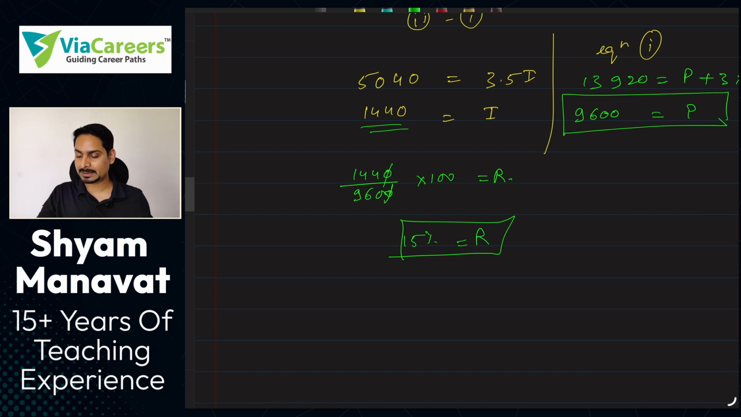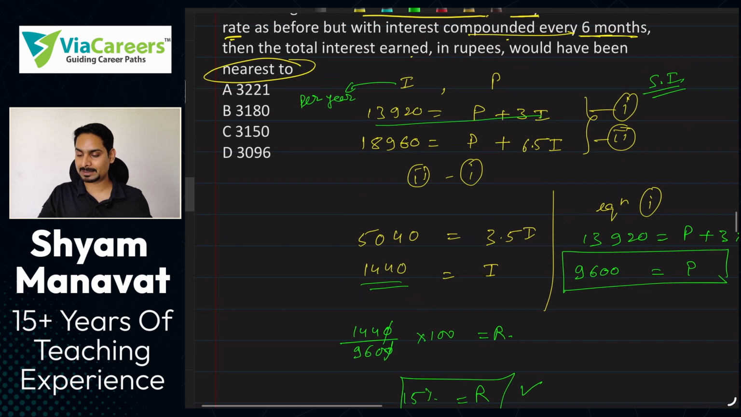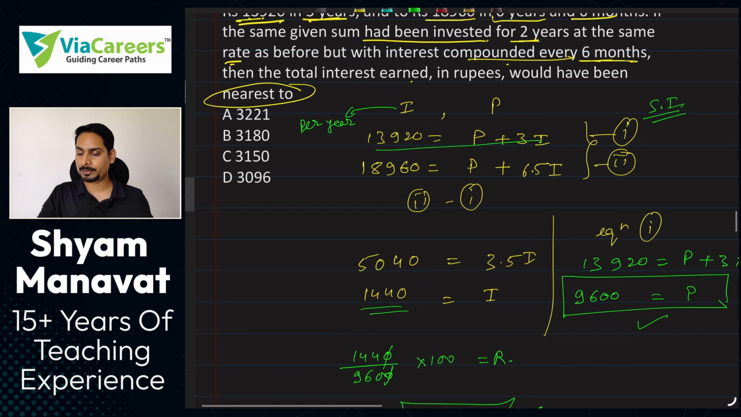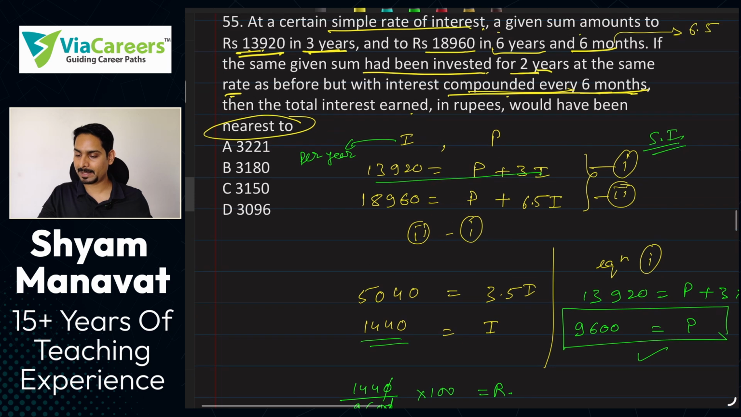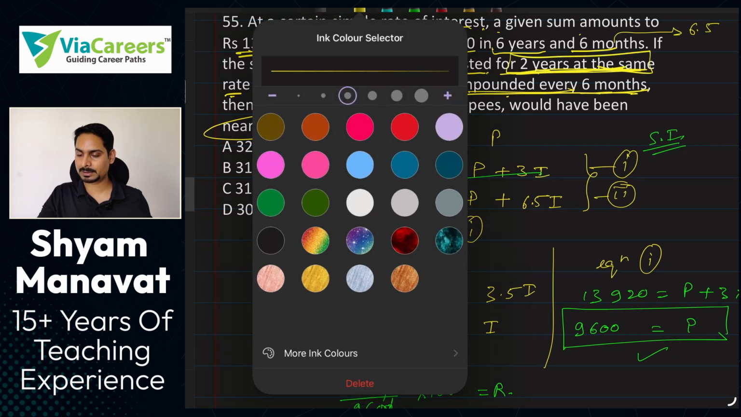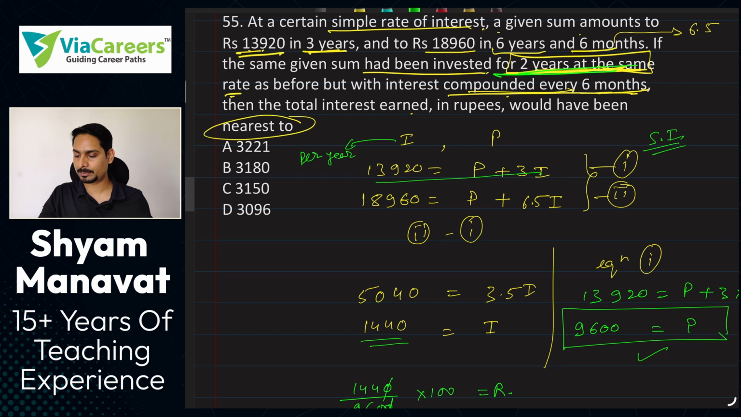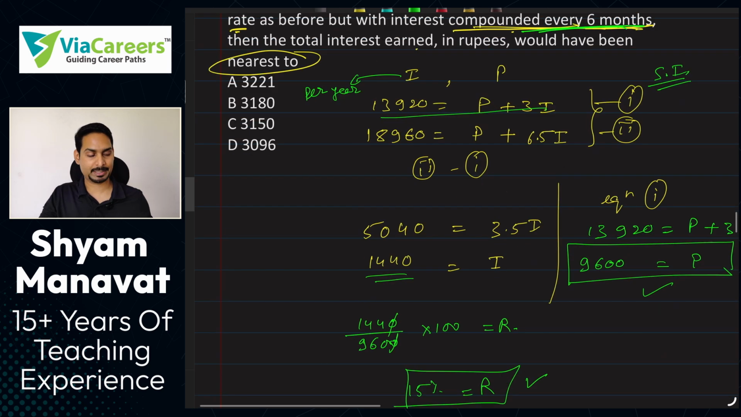Now, the question said with the same rate of interest on the same principal, we need to find out the compound interest, compounded half yearly, and that's for 2 years. This is what we need to find out. Here, 2 years is given, compounded every 6 months. This is what we have to find out.